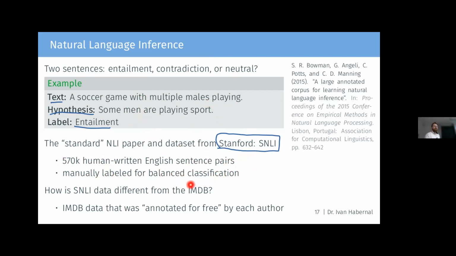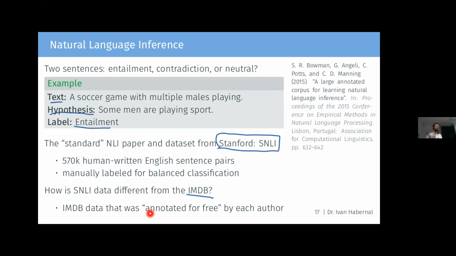The difference here from the IMDb before is that it's really below, so you can't see that, but just open your local slides and follow. IMDb was for free, right? You scrape it from the internet, you get the stars and call it a day. Here, you have to pay people to do it. And I think they paid a lot of money to create this data set, 600,000 pairs.